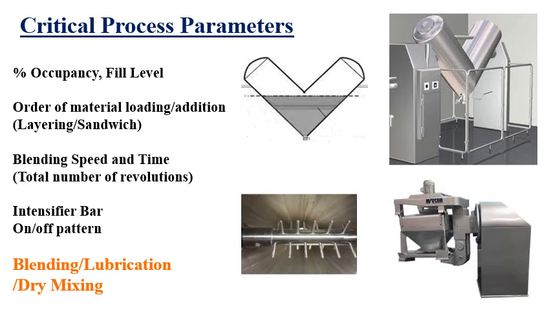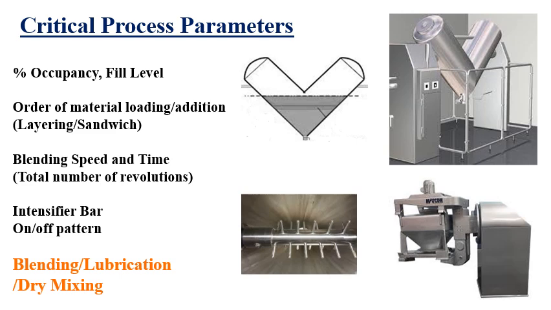Critical process parameters for blending and lubrication are percent occupancy or fill level of the blender. So the fill level should be optimum so that mixing will be proper. Generally, the fill level of 40 to 60% is the optimum level, and it depends on the blender qualification range.